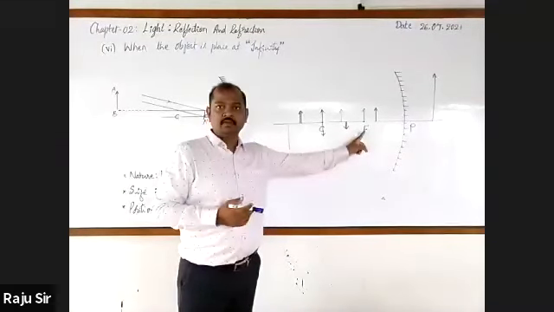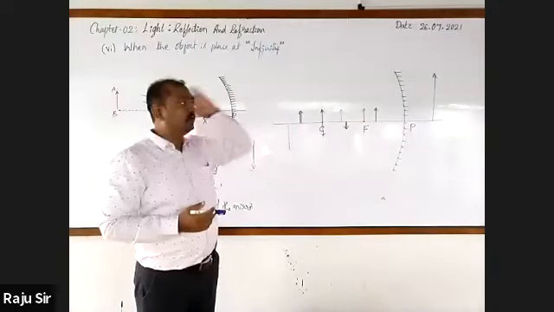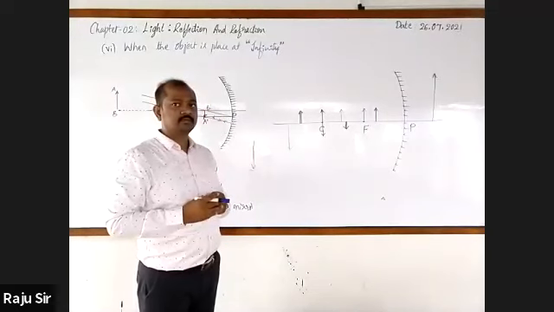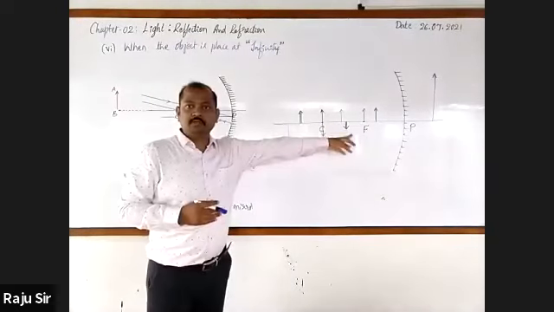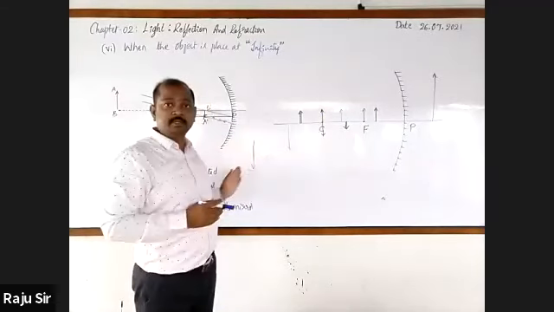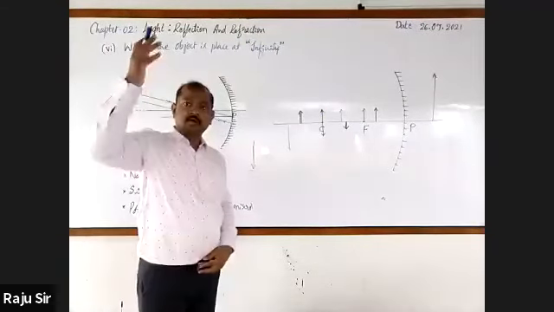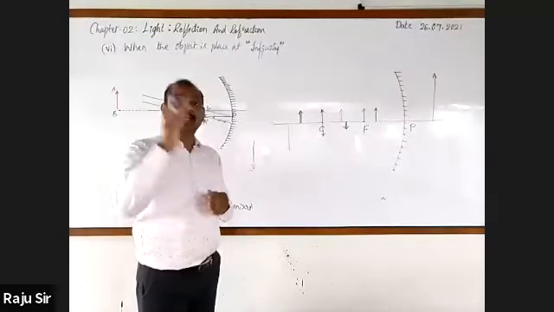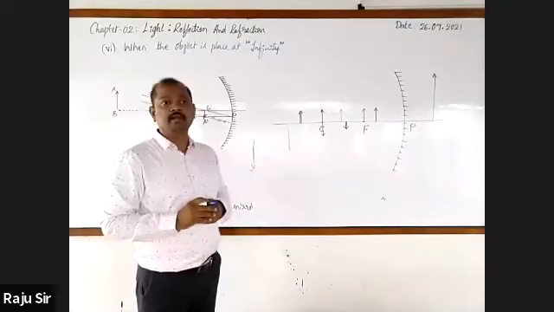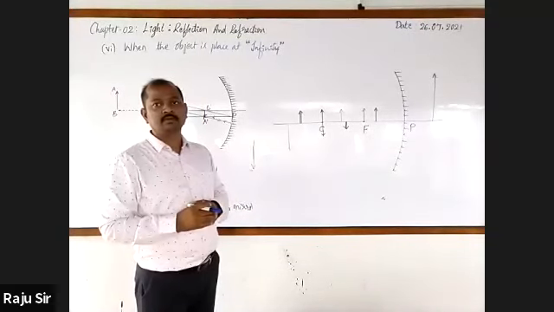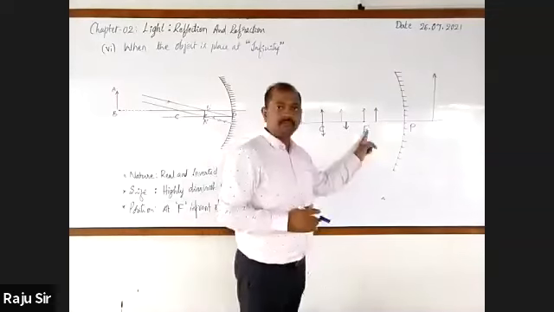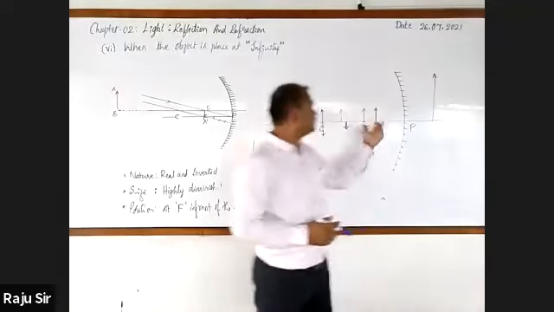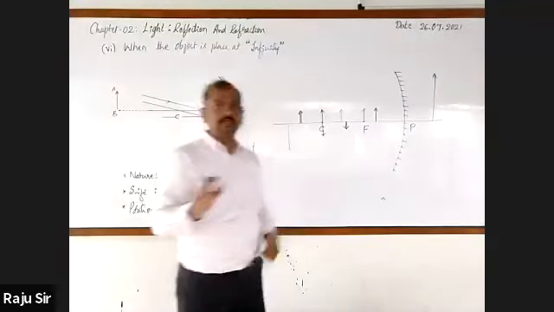Got it? Then, to get the highly magnified image, where should the object be placed? At F in front of the mirror, because the image is found at infinite distance with a greater height. To get a magnified erect image, where should the object be placed? Between P and F. To get a magnified and erect, that is upright, image, the object should be placed between P and F.